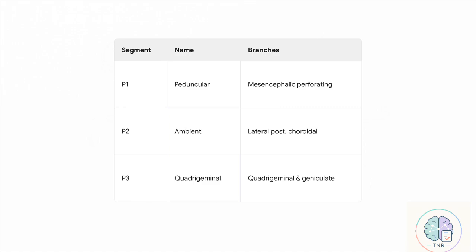P2, the ambient segment, spawns the lateral posterior choroidal, thalamogeniculate thalamoperforators, and several temporal, parieto-occipital, and calcarine arteries. And P3, the quadrigeminal segment, gives us the quadrigeminal, geniculate, and posterior paracallosal or splenial arteries. Mastering this dense roadmap tells you exactly what tissue is at risk during a stroke.